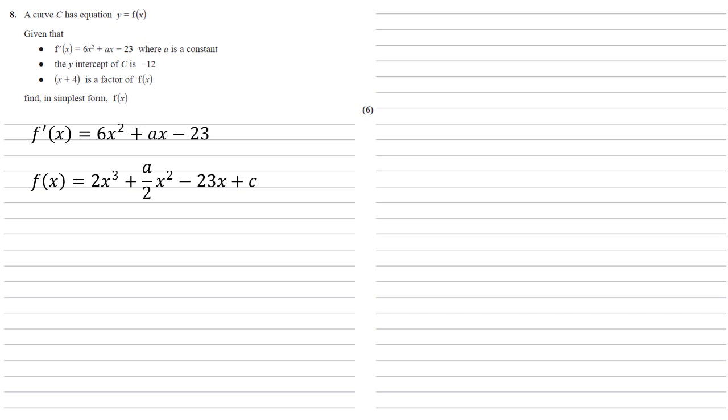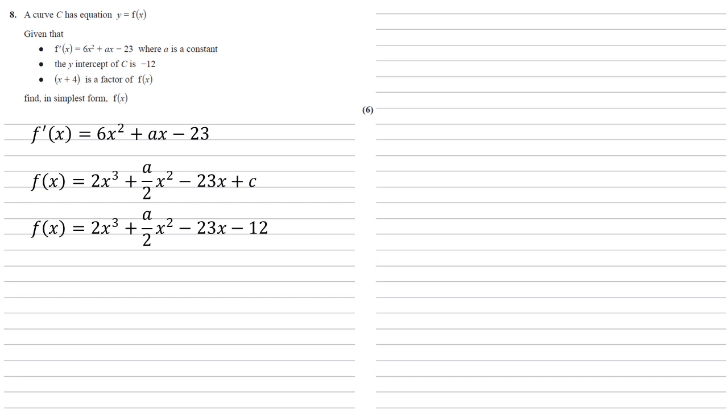But we also know from the second clue that the y-intercept of C is minus 12. So the y-intercept, when x is 0, if we did f of 0, the only thing left would be the c, so that c must be equal to minus 12. So f of x is equal to 2x cubed plus a over 2 x squared minus 23x minus 12.